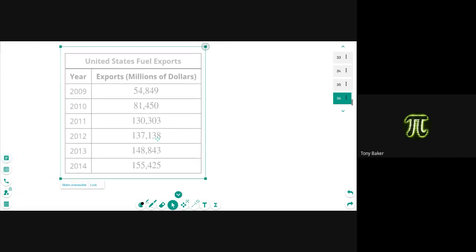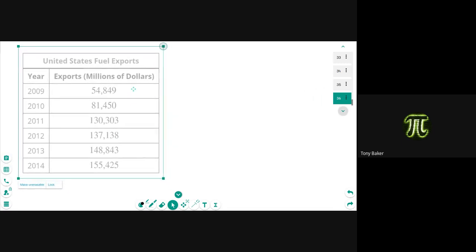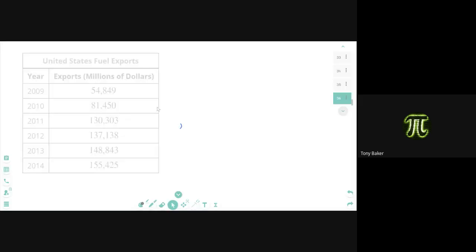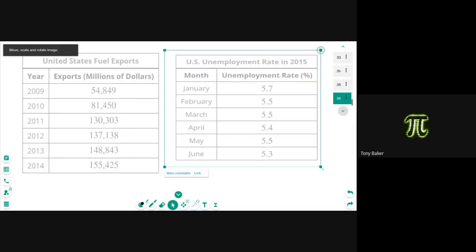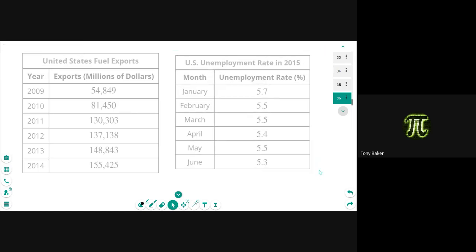Cross-sectional or time series. Why? A year goes up every year. Good. We're looking at U.S. fuel exports over the years. Time series or cross-sectional? Why?